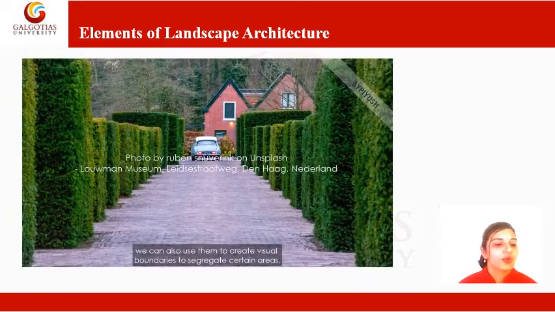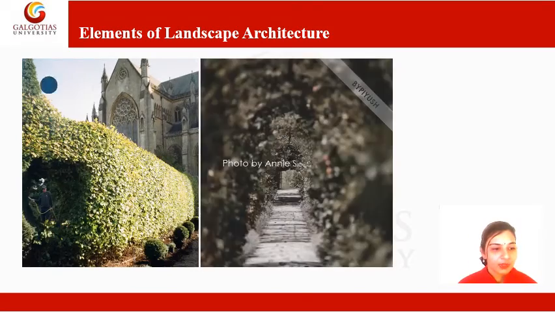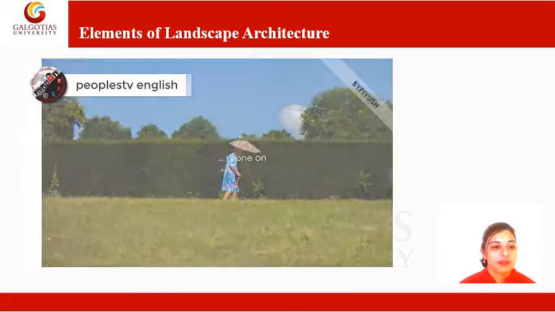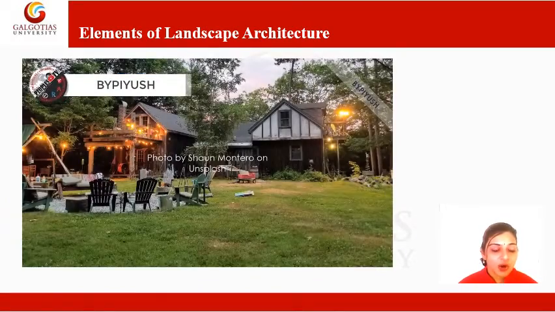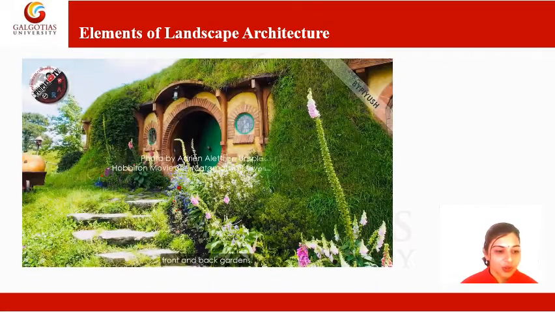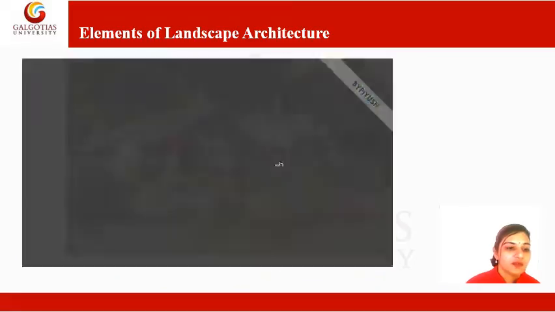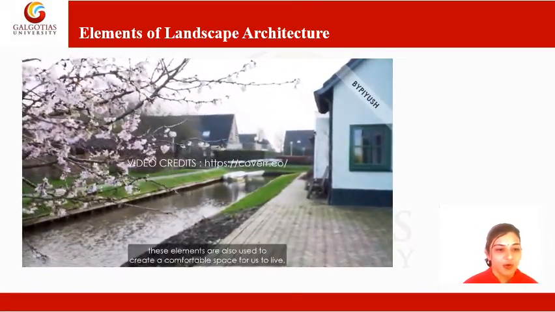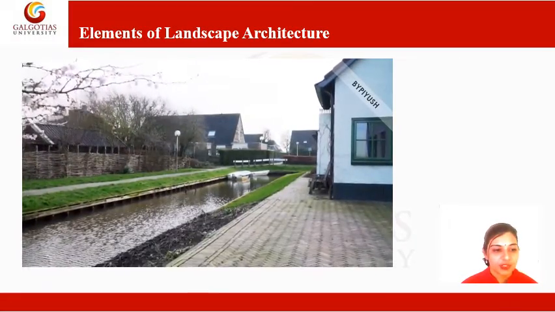You can also use them to create visual boundaries to segregate certain areas, such as if we want to separate some boundary of a lawn. We also use these ground covers for beautiful lawns and back gardens. You can see in this visual how plants beautify the appearance of the element. These elements are also used to create a comfortable space for us to live.